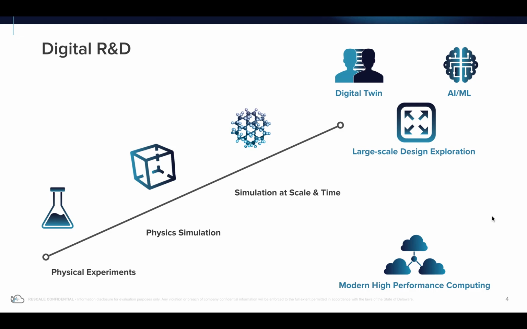Pass things off to John, who's going to again discuss some exciting new breakthroughs and work that his team is doing with their MSTAR CFD solver and applications to digital twins.